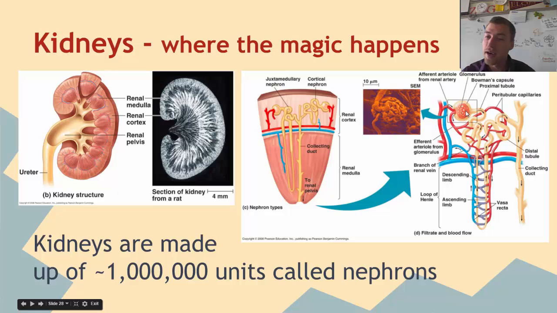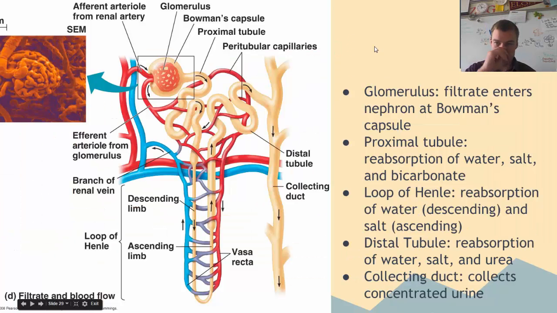Anyways, right here, and that is where the first filtration part of this occurs. And then you've got the loop of Henle right here. The loop of Henle is where the next two portions take place, and then the excretion takes place at the end. So let's take a little bit of a closer look.